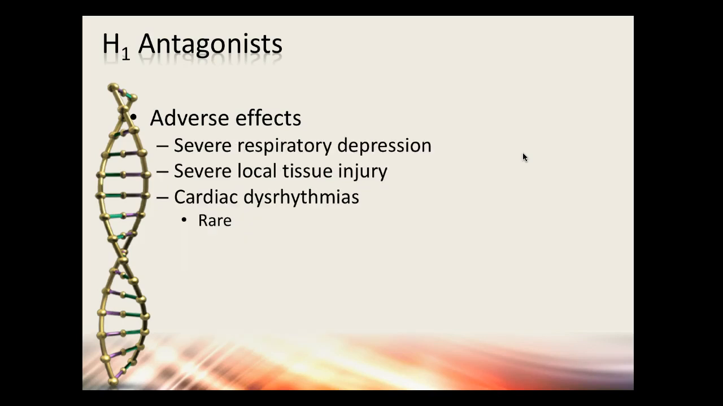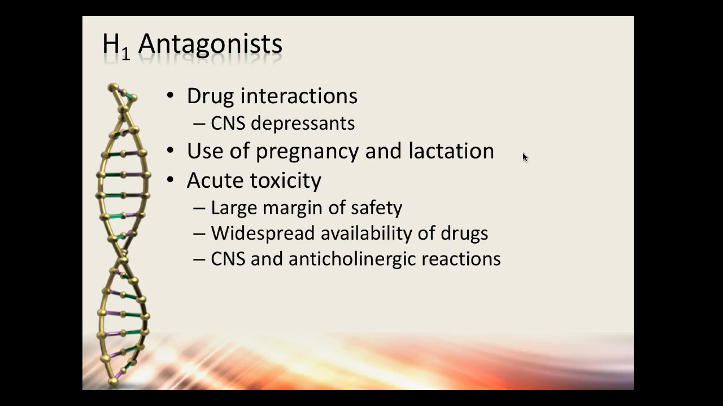And adverse effects would be severe respiratory depression, cardiac dysrhythmia, severe local tissue injury. It's very rare that those will happen, but just so you know that that's what can happen with those. So you have to be really careful if you're taking a central nervous system depressant. For example, if someone says, I take Ambien for sleep at night, I would probably not tell them to take Benadryl with it. Or if someone's on a Xanax or something for anxiety or any other sleep medication, you definitely want to be careful and tell them not to take that.